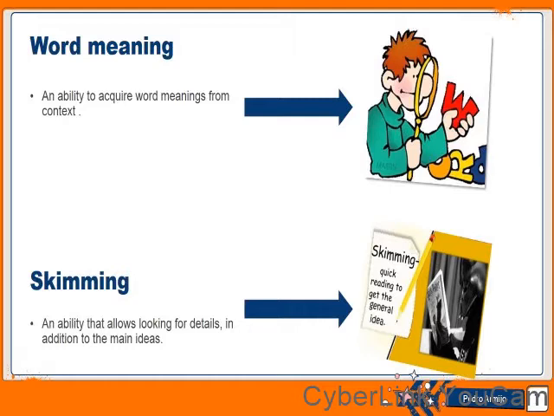Let's talk about reading for skimming. In this case, the author Billy mentioned that skimming is another sub-skill of reading that is focused on forming general and main ideas about a text before entering into details of the text, so that skimming is carried out during the reading and allows students to look for details in addition to the main ideas.